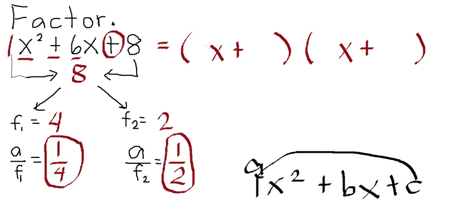So, our final answer is 1x plus 4 times 1x plus 2. Or, simply, x plus 4 times x plus 2. Yan ang factors ng x squared plus 6x plus 8.